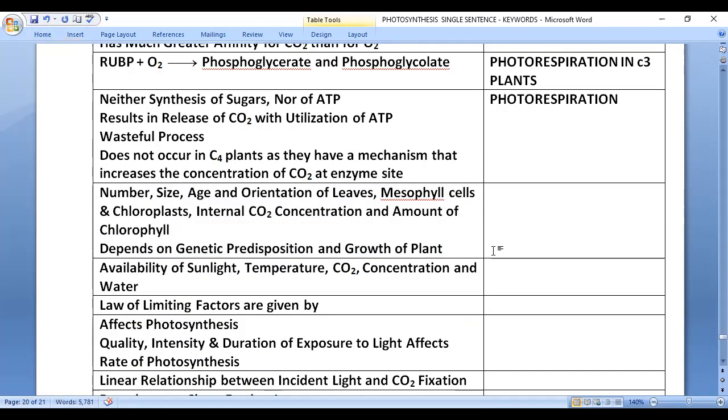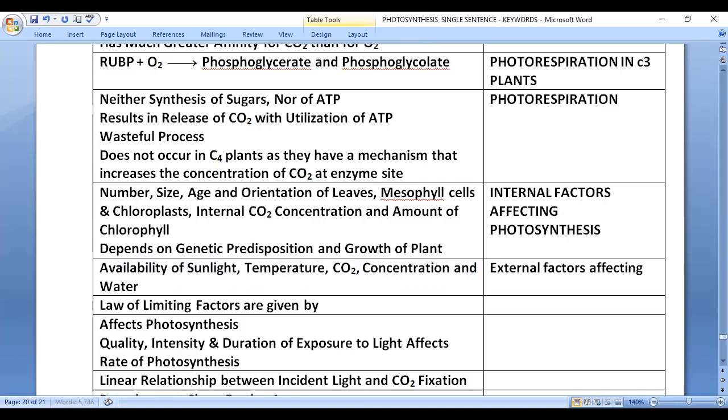Number, size, age and orientation of leaves, mesophyll cells, chloroplasts, internal carbon dioxide concentration and amount of chlorophyll depend on genetic predisposition and growth of the plant. Those are all internal factors affecting photosynthesis. Availability of sunlight, temperature, carbon dioxide concentration and water are external factors affecting photosynthesis.